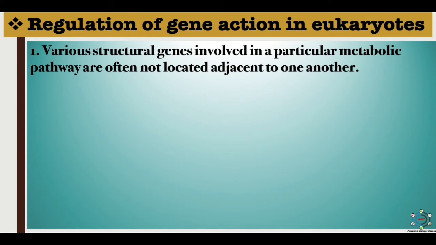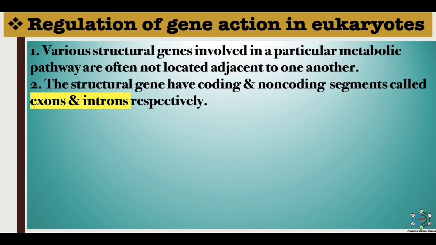First one, the various structural genes involved in a particular metabolic pathway are often not located adjacent to one another. They usually occur far apart on the same or even different chromosomes.